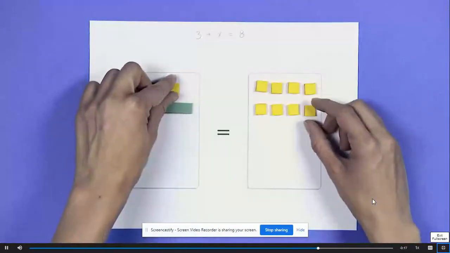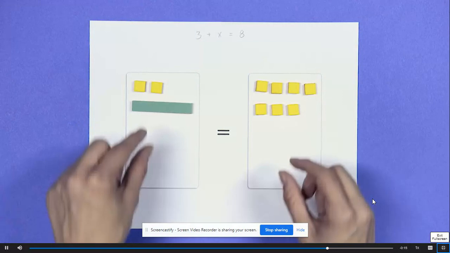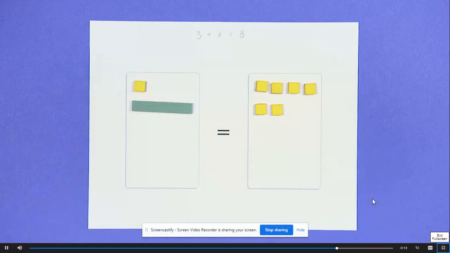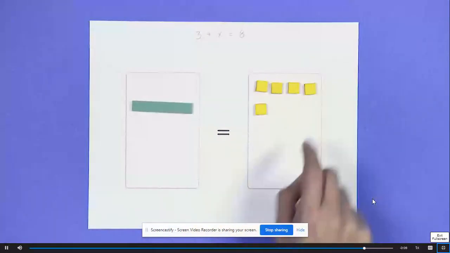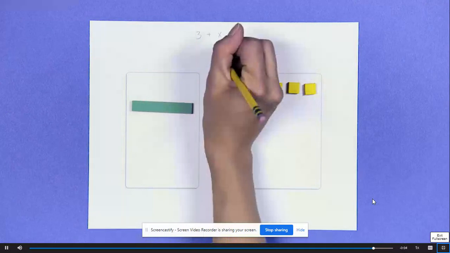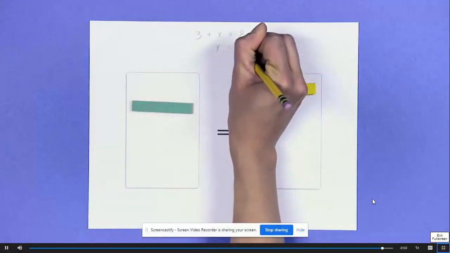To isolate the variable, or the x tiles, remove the same number of 1 tiles from each side of the mat until the x tile is by itself. There are 5 1 tiles remaining on the right side, so x equals 5.